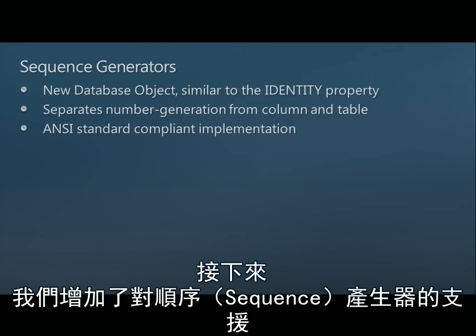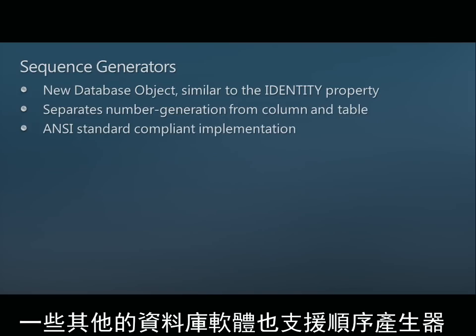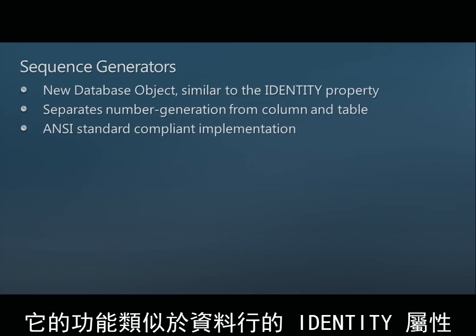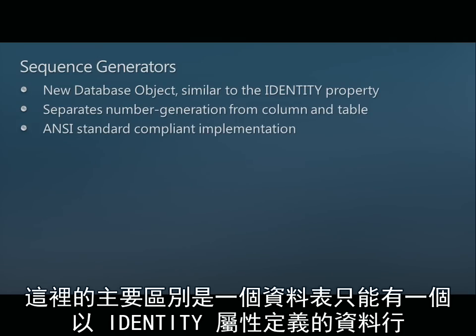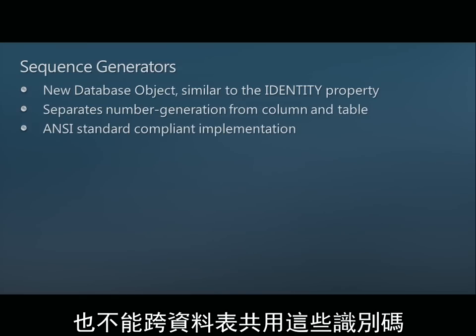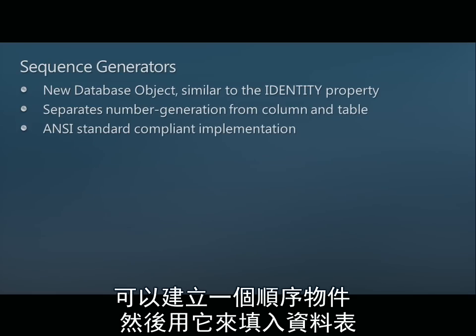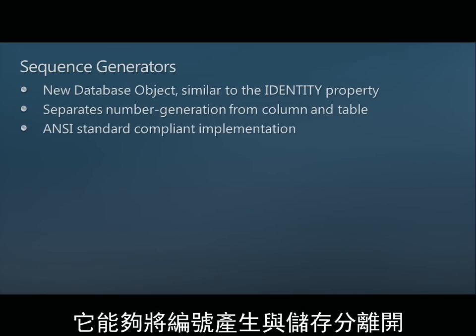Next, we added support for sequence generators. This is something that's been in the ANSI standard for a little bit now. It's something that you can find in other database software, and it's similar to what we had in our identity property on a column. The major difference here is that the identity property is always tied to a specific column in one table, and you can't have more of these columns in the same table, and you can't share identities across tables. So if you want a central generator of sequence numbers, you can instead create a sequence generator object and use it to populate your tables. So basically it separates the number generation part from the storage.